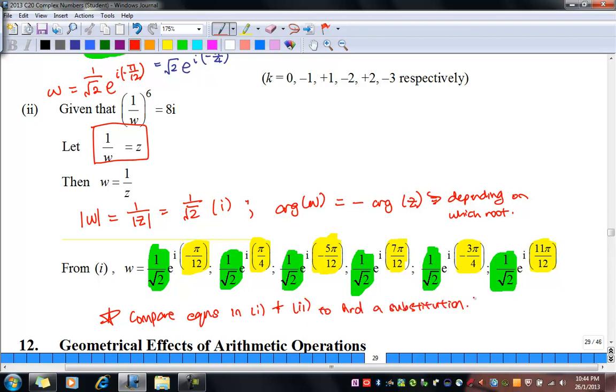With that, we have come to the end of this section on De Moivre's theorem. In the next section, we will be looking at some of the geometrical effects of arithmetic operations on complex numbers.